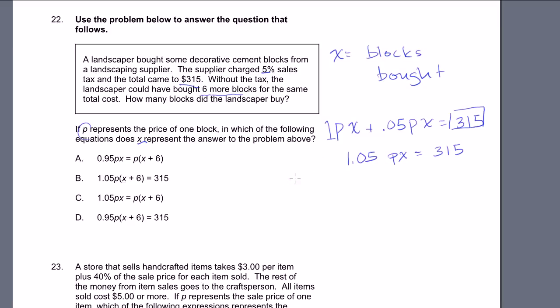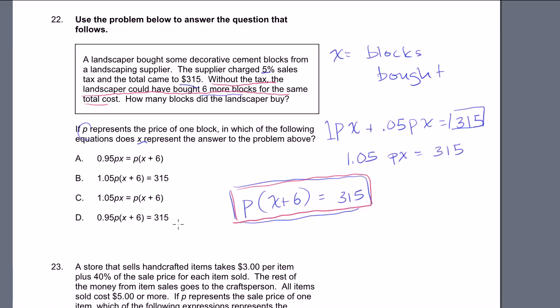So without the tax, he could have bought x plus 6 if there was no tax. And so then the total, so he would have bought x plus 6 for P per block, and then that is going to be equal to 315. This is a situation with no tax. If there was no tax for $315, he could have bought 6 more than he originally bought. So without the tax, this first equation came from the first sentence. The second equation comes from this red sentence right here.